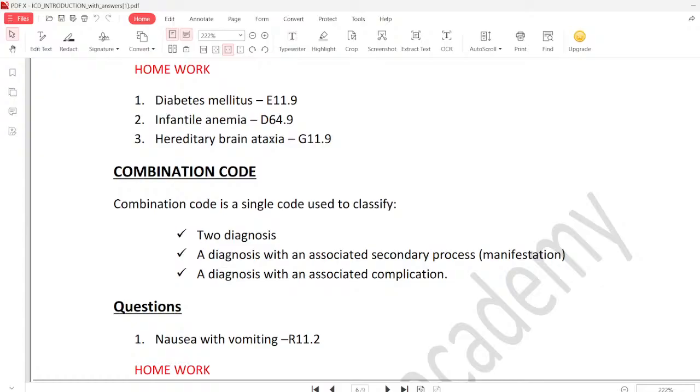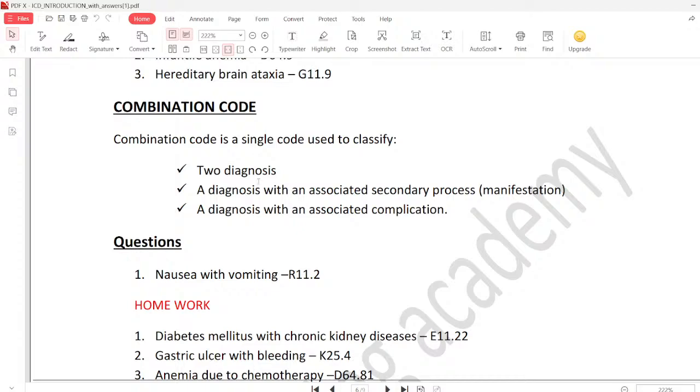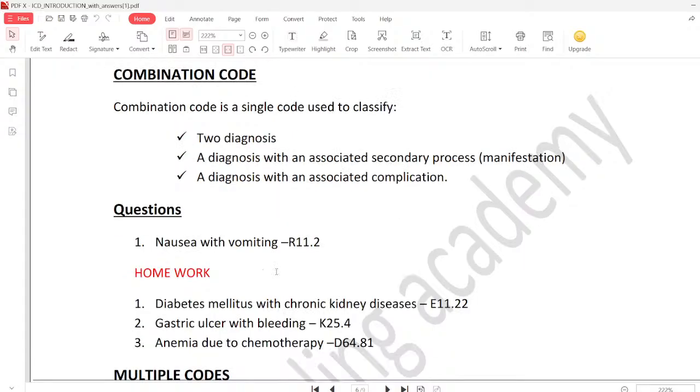Combination code means two codes combined together, you will get a single code. So this is called combination code. Okay. So nausea with vomiting. So both are a combination code. The combination code is R11.2. Okay. You can check it with nausea with vomiting. Okay. Nausea and you will get a proper code.